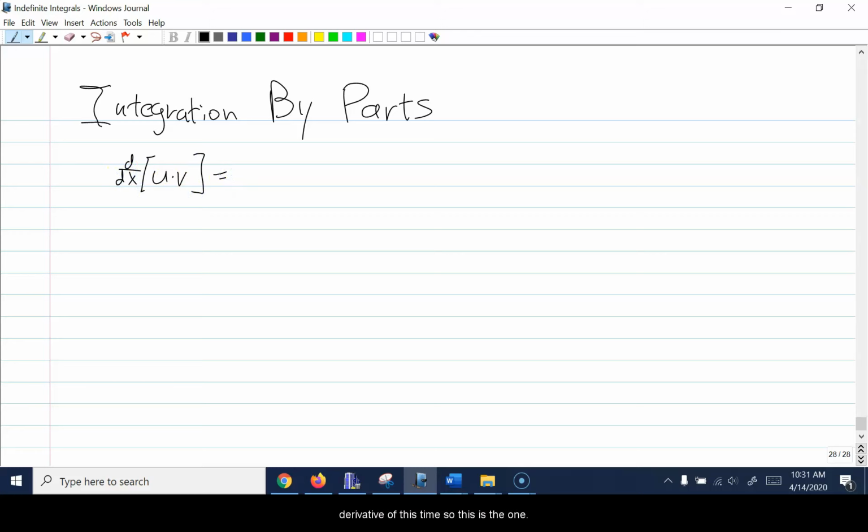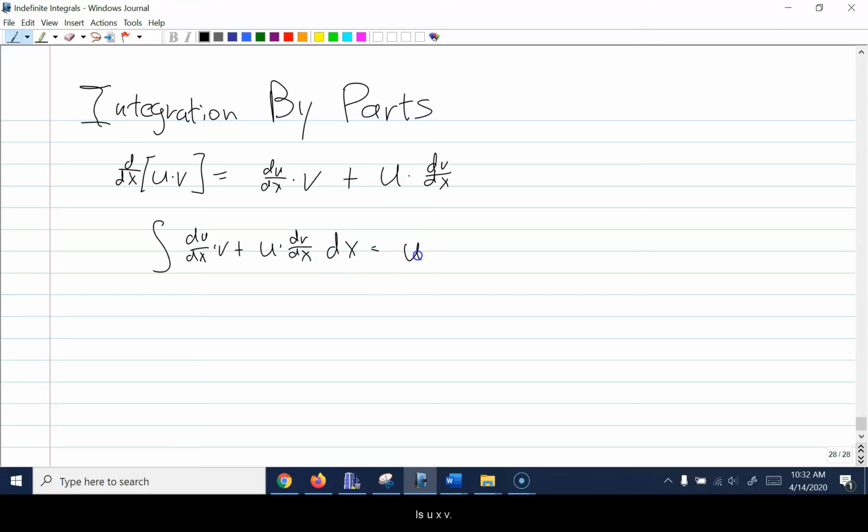The product rule says the derivative of this times this is derivative of the one times leave the other alone plus leave the one alone times derivative of the other. This is the order I've usually been writing it in. Well, an integral is an antiderivative. Every derivative rule I know can become an integral rule. This tells me that the integral of the thing on the right is u times v.